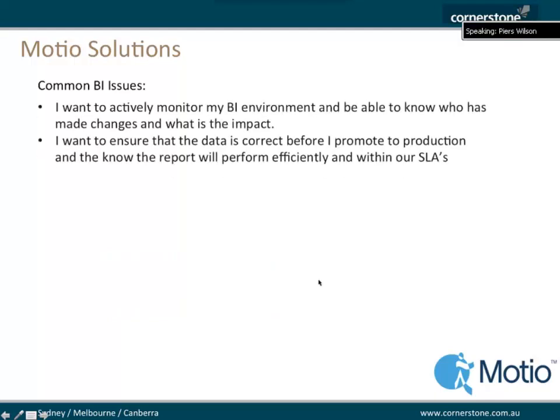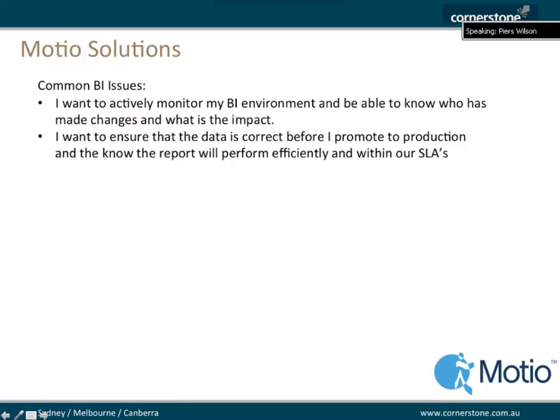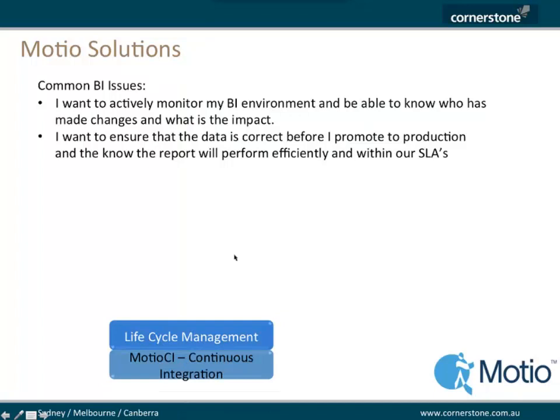And lastly, and I guess this is the crux of the webinar today. One of the most common issues that people are faced with in their Cognos BI environments is being able to actively monitor and understand what changes are occurring in that environment, whether that's within a single environment, within your development environment or production environment, or across environments, so between those environments as you migrate between those two. So not only understanding what's changed, but who changed it and what the impact is of that change. And secondly, ensuring before you promote content or as you're developing content that anything that you migrate or promote between those environments, A, the data is correct, and B, it'll perform efficiently within that environment and within service level agreements that you might have within your business. And that solution that Motio provides is MotioCI and what we're going to delve into today.